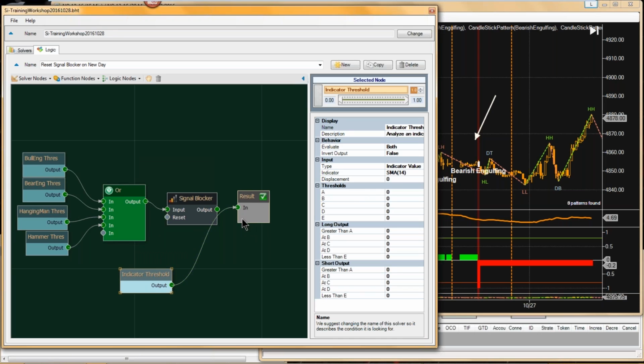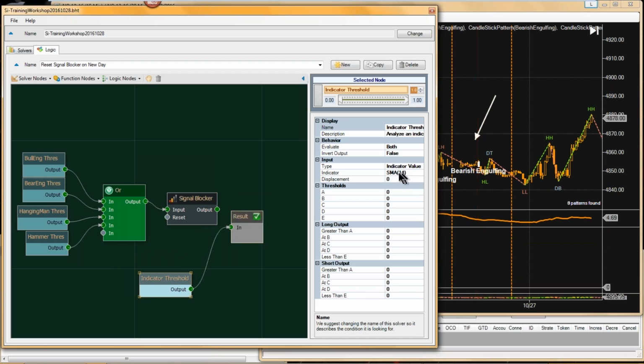Let's connect that up. Okay, so with the threshold solver, let's just name this solver here, so it's using the time block. So let's go in here and change our indicator.